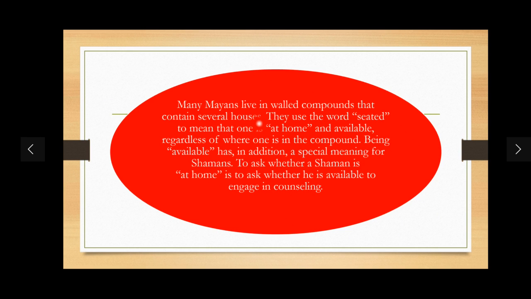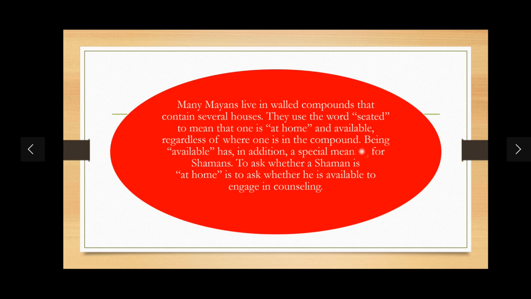Many Mayan live in a walled compound that contains several houses. They use the word "seated" to mean that one is at home. So when you say, for example, that Ahmad is seated, you mean that he is at home. By seated, we don't mean whether he is standing or somewhere else. By seated, we mean that someone is at home and available, regardless of where one is in the compound.